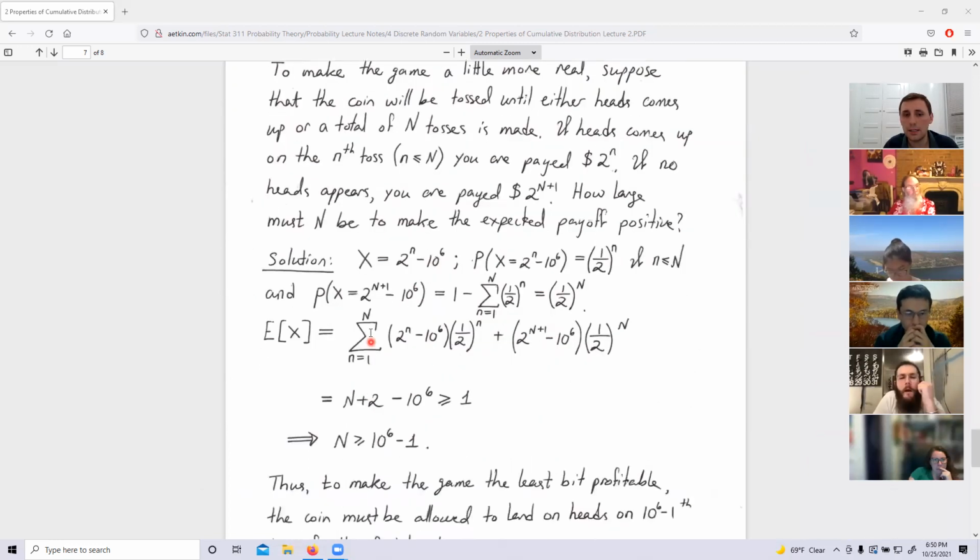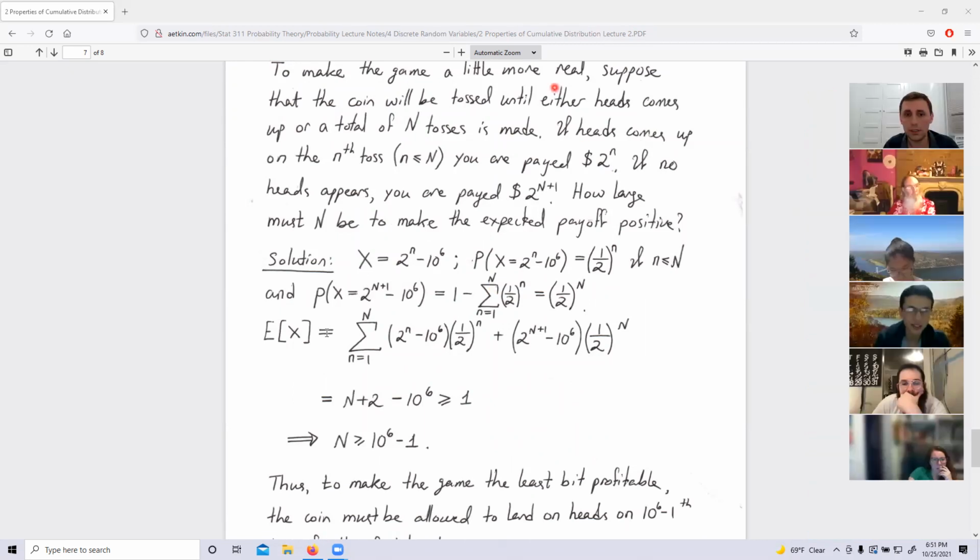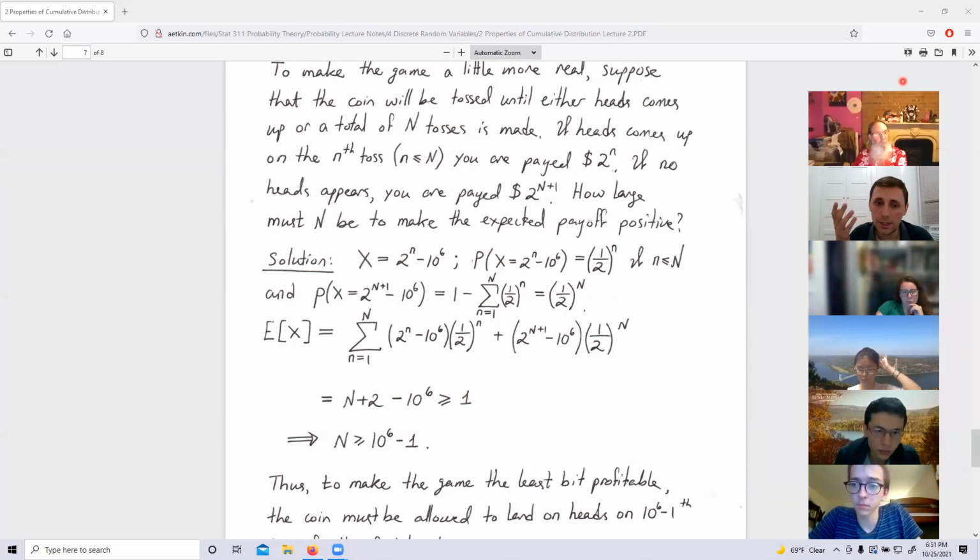So how large must capital N be for you to come up a winner? When you calculate it for that capital N, you get this expression, and then you translate it to that equation. It means that for this to be more than or equal to $1, before that it will be N plus 2 minus 10 to the 6, where 0 means you're neither winning nor losing. It's always an integer, so you want it to be bigger than or equal to $1. That means you have to allow capital N to be bigger than or equal to 10 to the power of 6 minus 1.